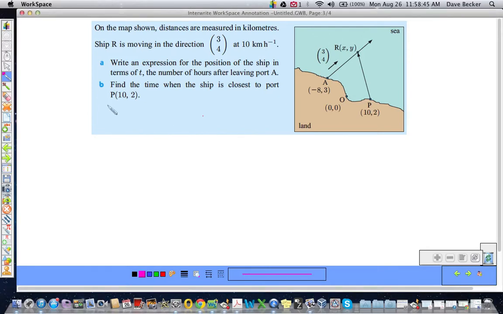This is part two, the sequel to the shortest distance from a line to a point. Just two examples to do. On the map shown, the distances are measured in kilometers.